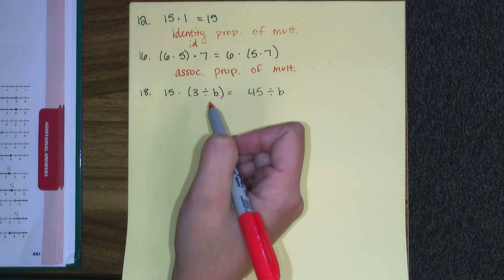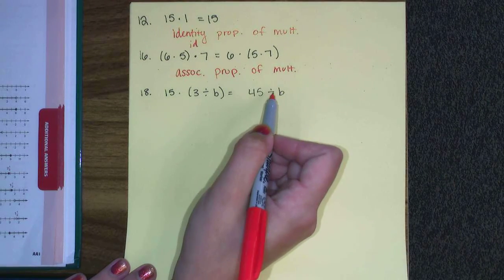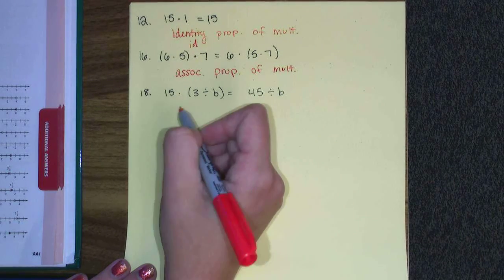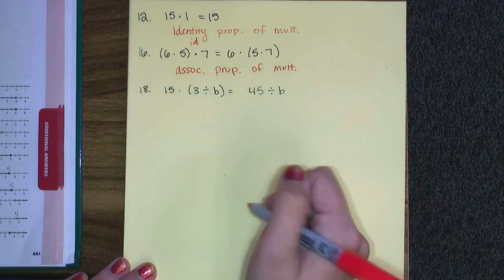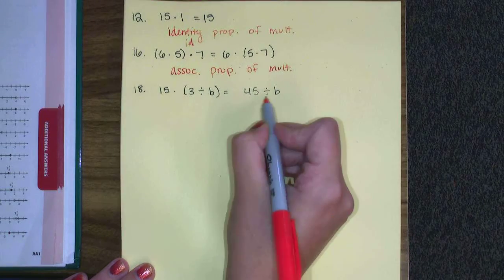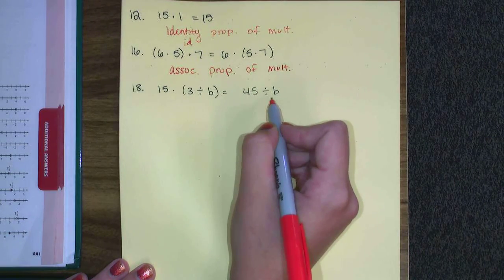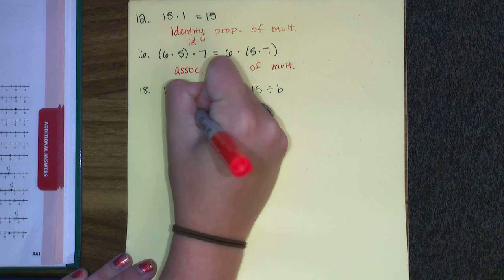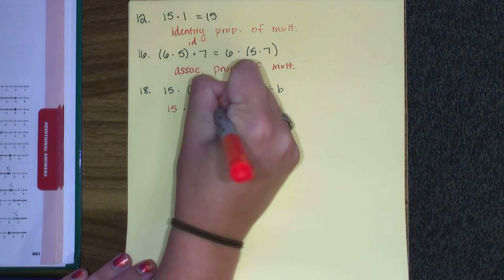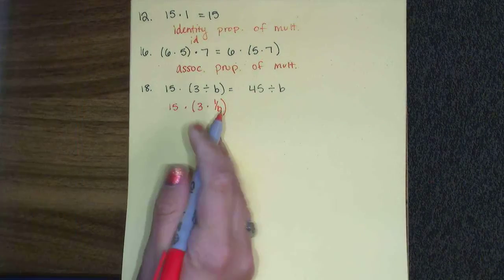So the very first thing we are going to do is rewrite this. And we're trying to get to the right side. So everything you do, you're going to do on the left side. You're going to work your way down, and we're just going to justify it over here. We ultimately want to look like this. All right, so the first thing we have is 15 times, and then still in parentheses, 3 times 1 over b.